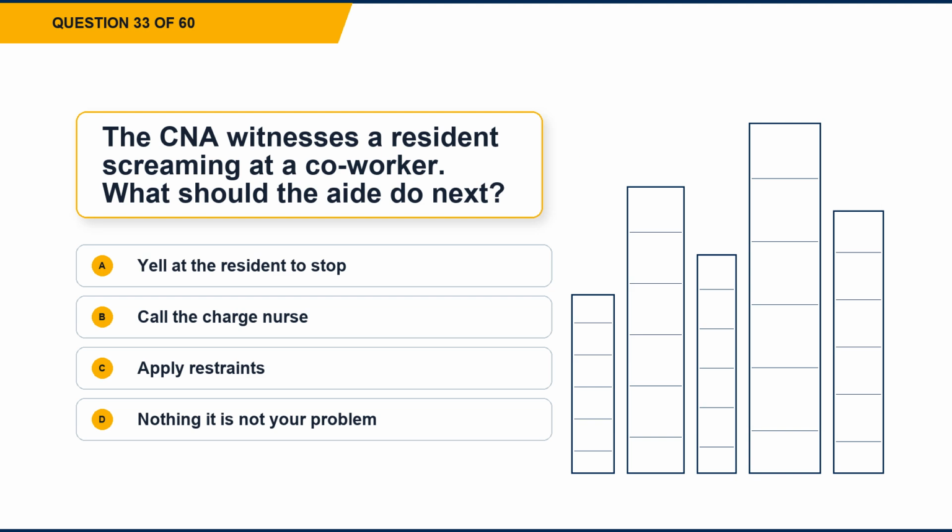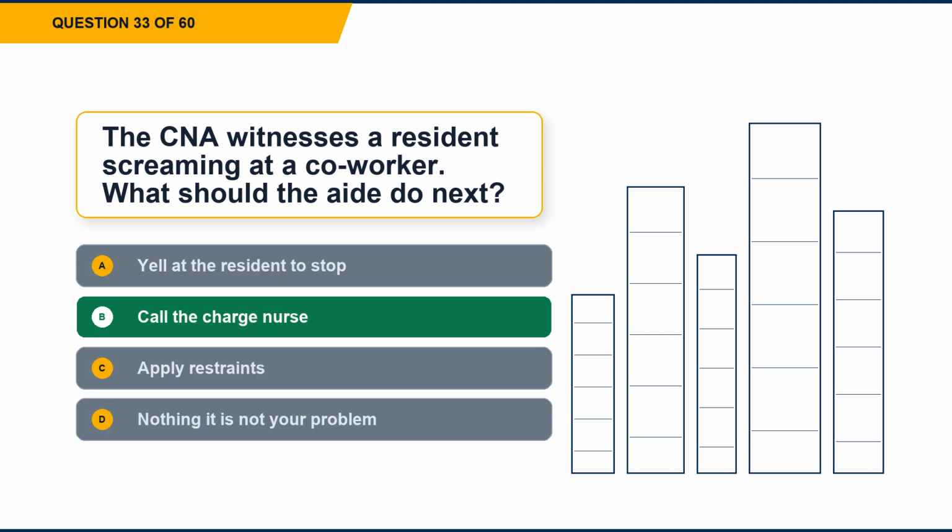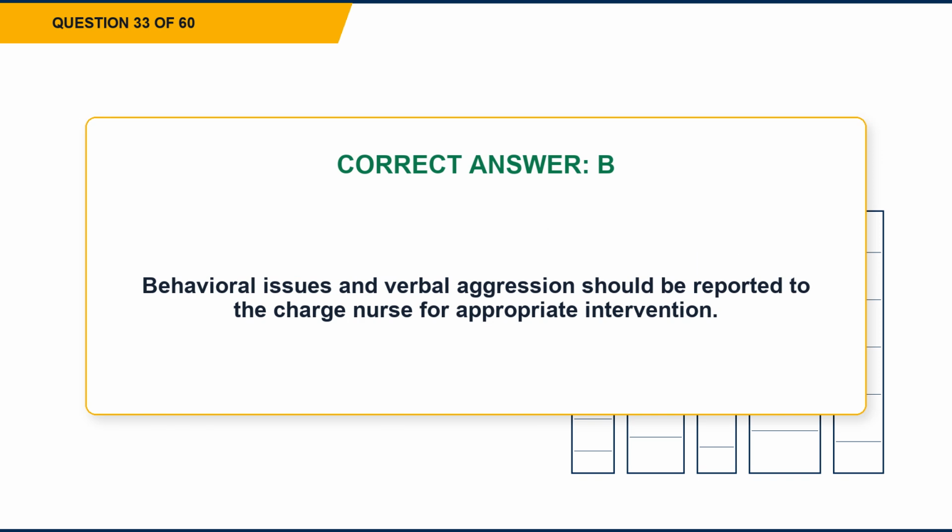Question 33. The CNA witnesses a resident screaming at a coworker. What should the aide do next? Option A, yell at the resident to stop. Option B, call the charge nurse. Option C, apply restraints. Option D, nothing, it is not your problem. The correct answer is option B, call the charge nurse. Explanation. Behavioral issues and verbal aggression should be reported to the charge nurse for appropriate intervention.